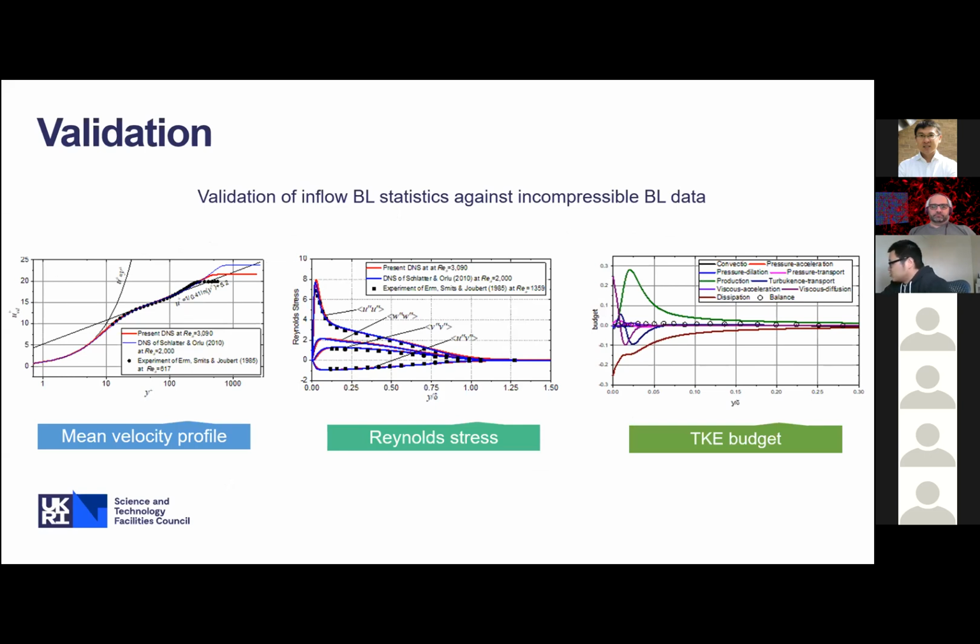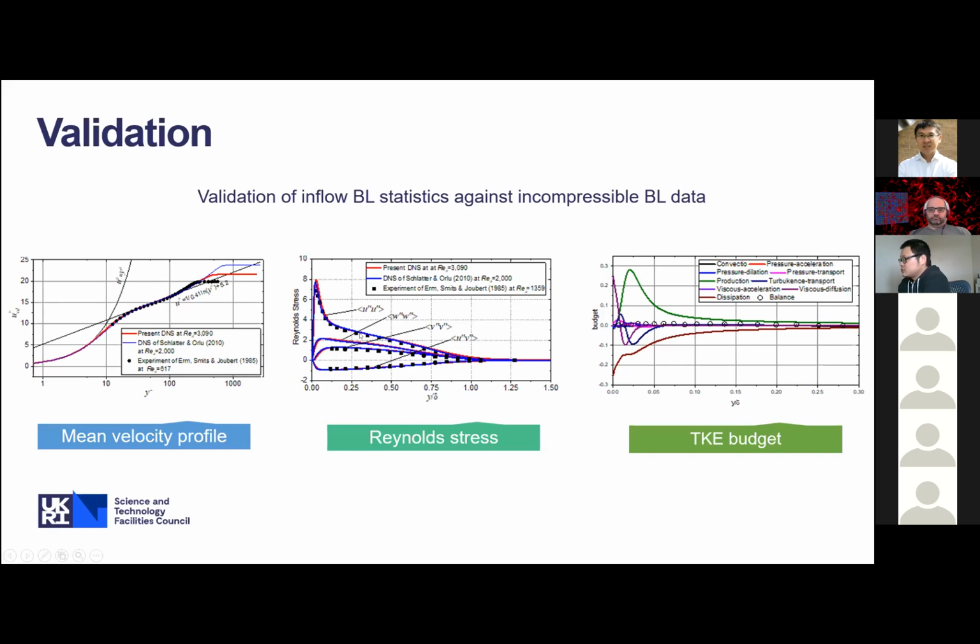First, we validate our incoming turbulence result against some incompressible boundary layer data. The red line is our DNS, the blue line is the incompressible boundary layer DNS, and the black dots are measurements, also in the incompressible boundary layer. So the linear layer and the log layer of the velocity profile are well captured.